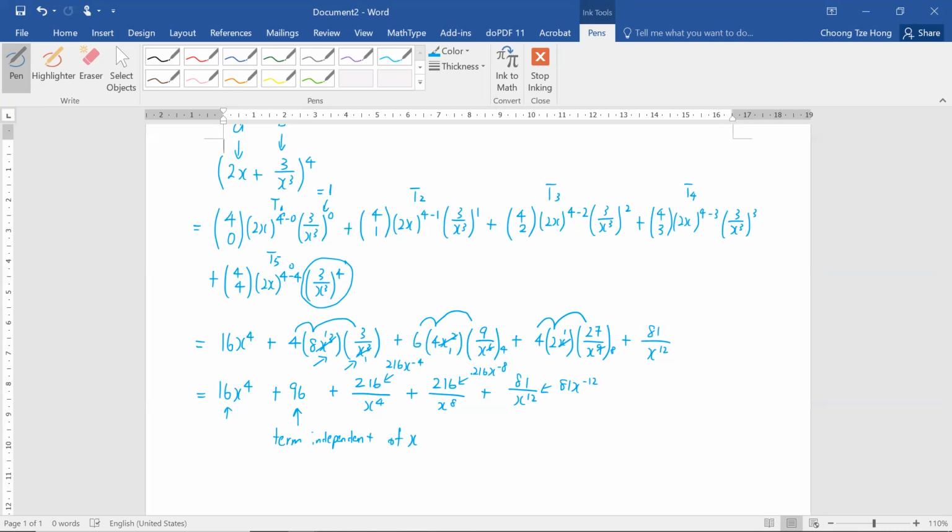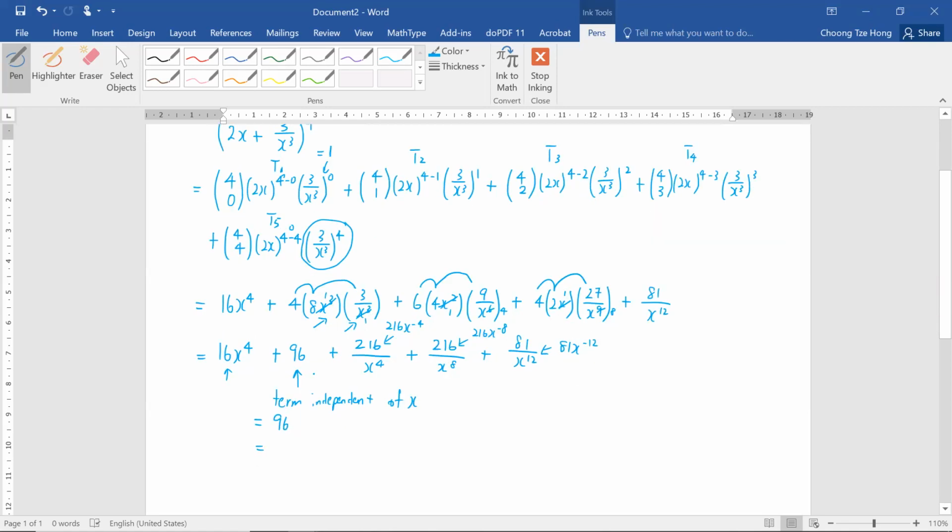Sometimes we also say that the term independent of x, in this case 96, is the x power 0 term. Why can we call it the x power 0 term? Because x power 0 is equal to 1. So 96 can also be written as 96 times 1, so we can always replace the 1 with x power 0. That's why the term independent of x, we also call it the x power 0 term. So that's the reason behind it.